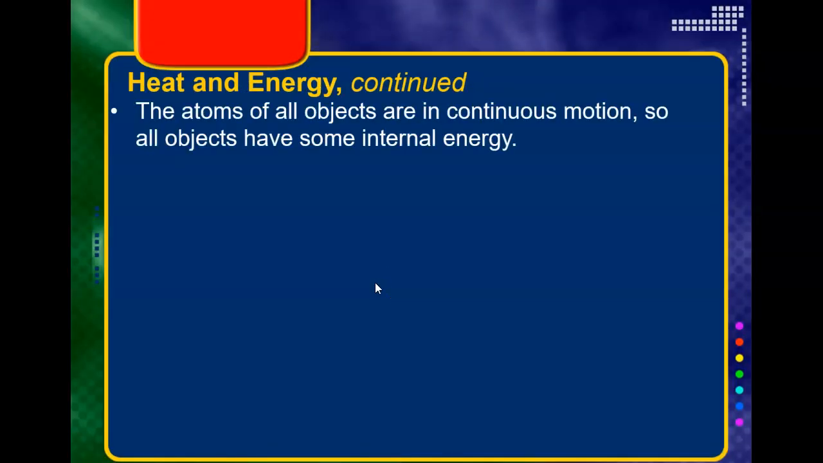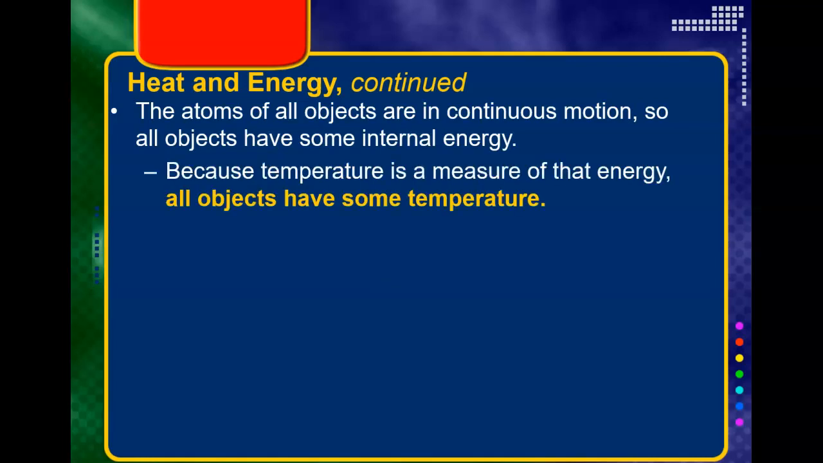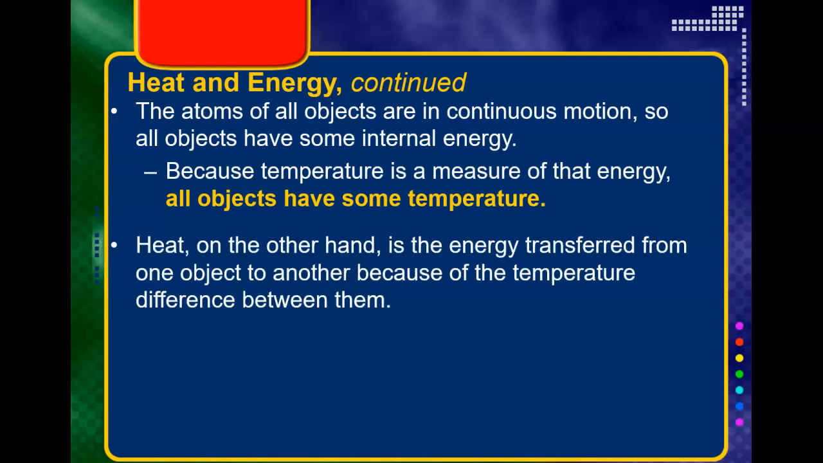Okay, so atoms of all objects are constantly moving, so they're all going to have some internal energy, because temperature is a measure of energy. All objects have some temperature. Heat is the energy transferred from one object to another. So temperature is the energy of something that's motion. Heat is that energy transferred between two objects. So you give off heat. Temperature is that energy inside causing things to move.